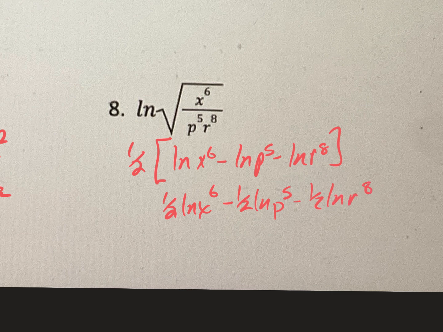Now, this is going to sound crazy, but remember, the number in the front is an exponent. So let's do it this way. I'm going to take the 6 and put it in the front also. So I'll put the 6 in there with the 1/2. Half of 6 is 3. So I'm going to have 3 natural log x. Take the 5 in the front: 5 halves natural log p. Put the 8 in the front: half of 8 is 4 natural log r.